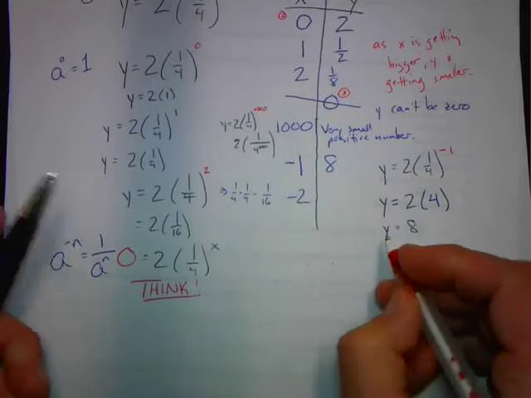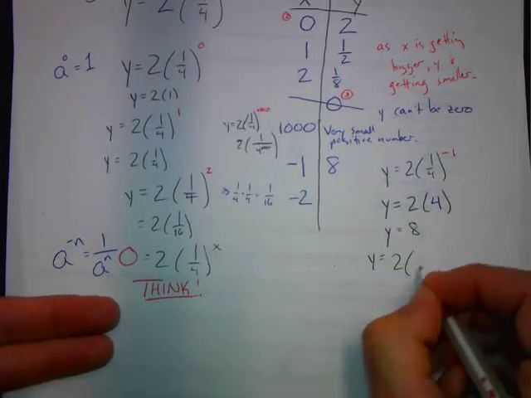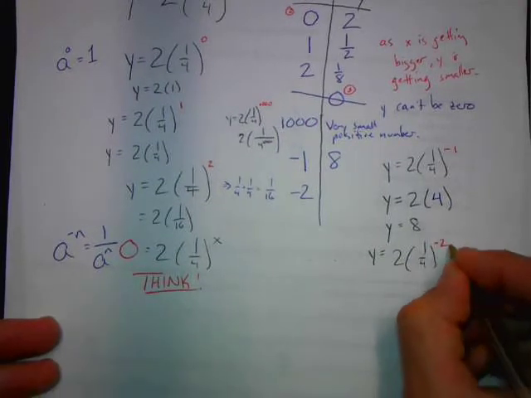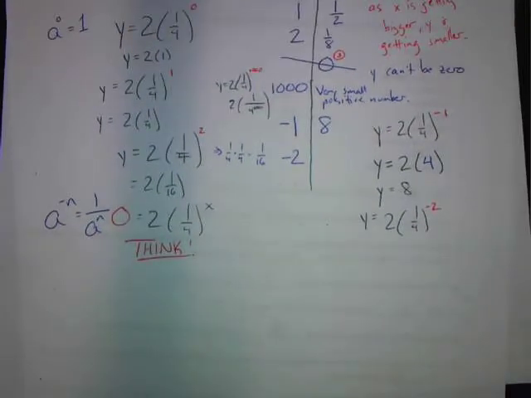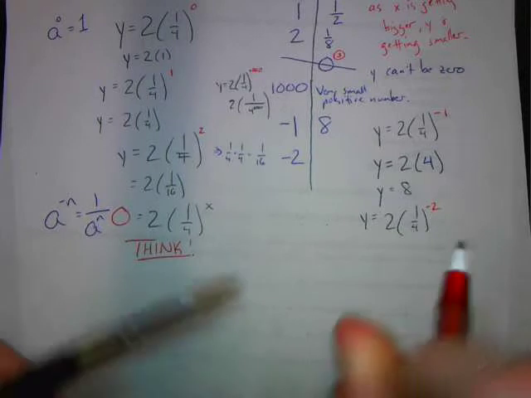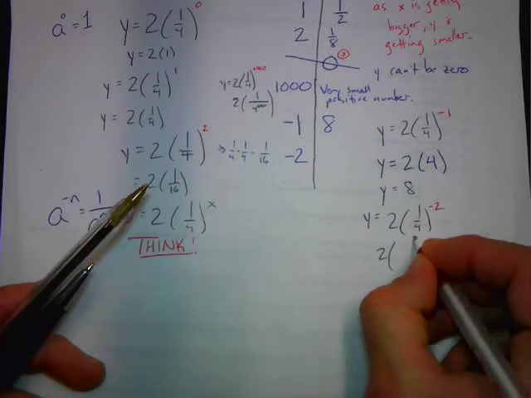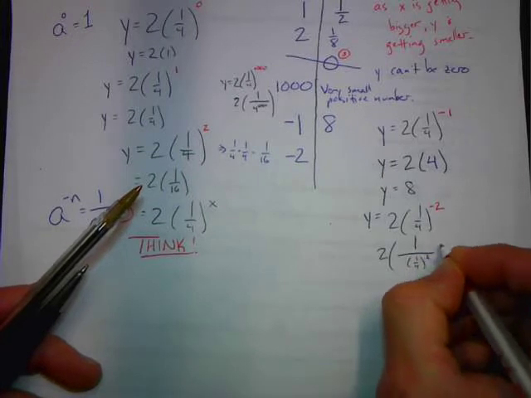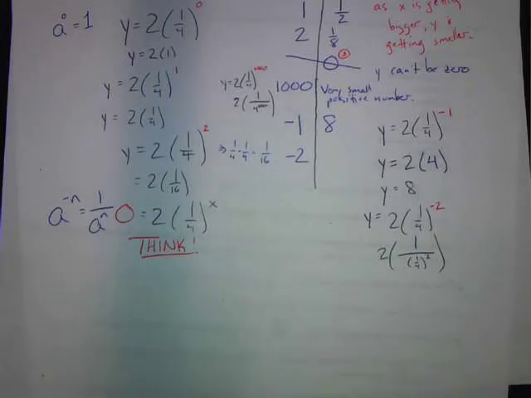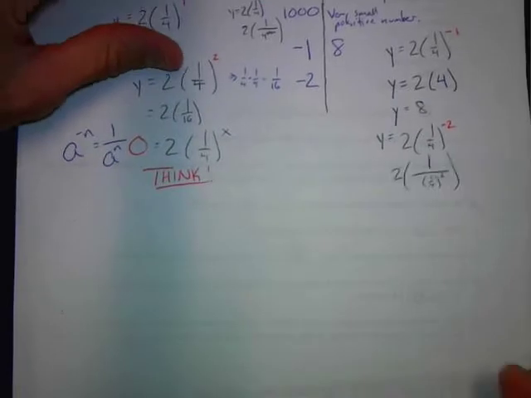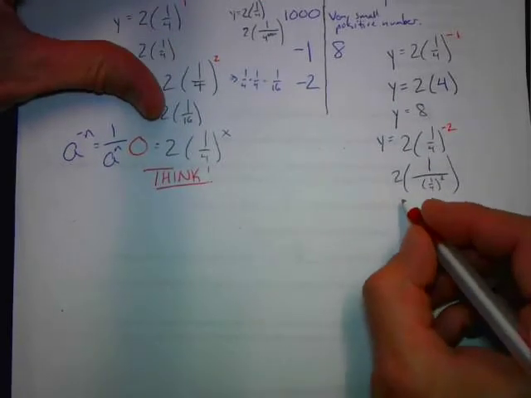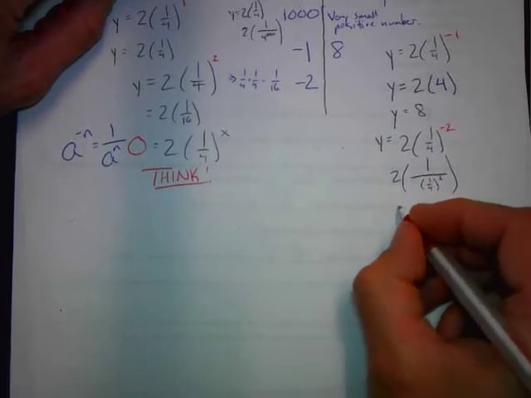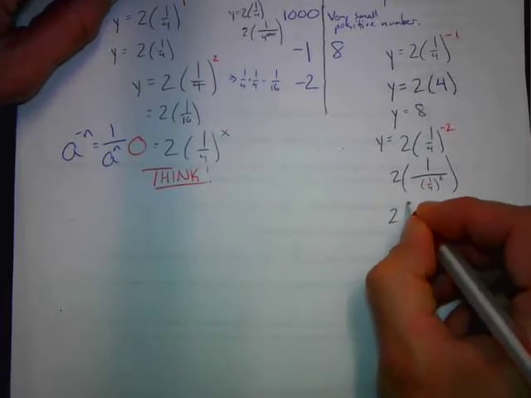All right, so let's see this. Again, we have to know these laws of exponents. What if x was -2? So what would that mean? That would mean we're dealing with 2 times 1 over 1/4 to the +2 power. And hopefully you're seeing a shortcut by now. If you're not seeing a shortcut, you really aren't thinking, and I want you to think.